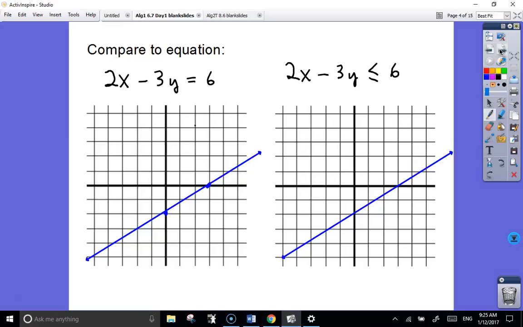That means that it must be all the points on that side of the line that are part of the solution. So I would have to show the shading, and I'm just going to show my shading like this, right? The shading all goes on that side of the line. Right? That's what the graph of a two-variable inequality looks like. It's the line, and it's the shading on one side of the line.